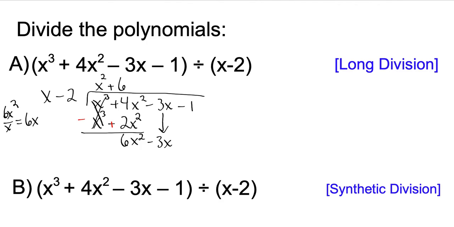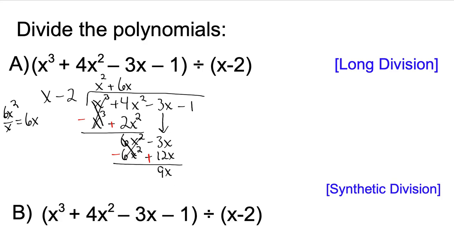So plus 6x, take that through. So 6x squared minus 12x, subtract the 2. So change our signs. And then those go away like they're supposed to. Negative 3 and a positive 12 is a 9x. All right, so we only have the 9x down there. So we're dropping the negative 1. And we're doing it one more time.